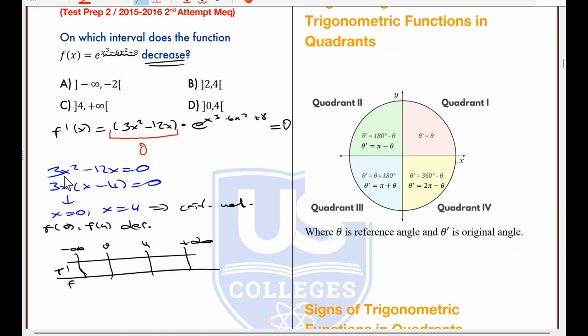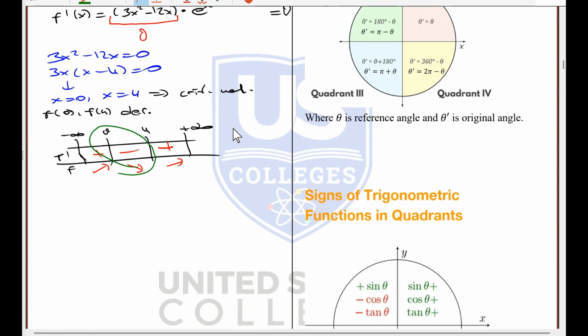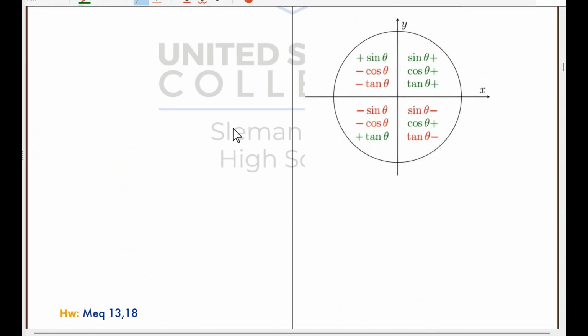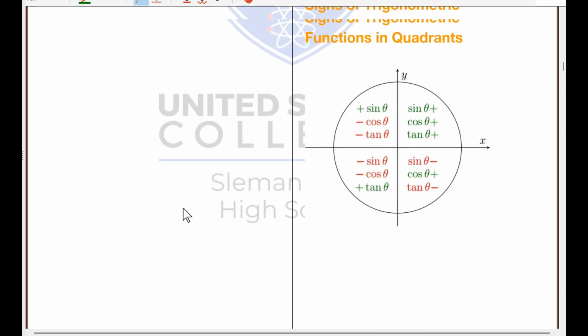When you put 5 back, it's going to make it positive. Pick a number between 0 and 4, like 1. It's going to make it negative. Pick a number less than 0, like -1. Negative times negative makes positive. So these two are increasing intervals. This is the decreasing interval. So we have only one decreasing interval, which is from 0 to 4. Option D. All right. So actually there are two ministry questions with the same idea.